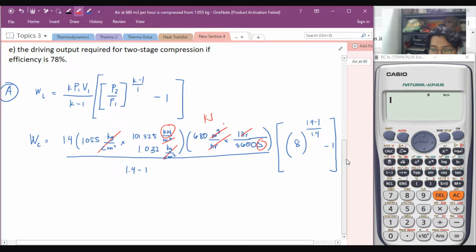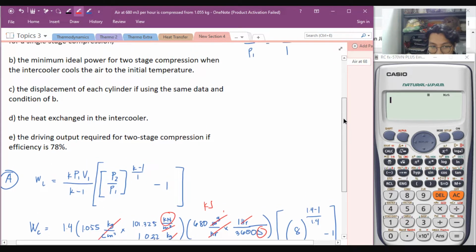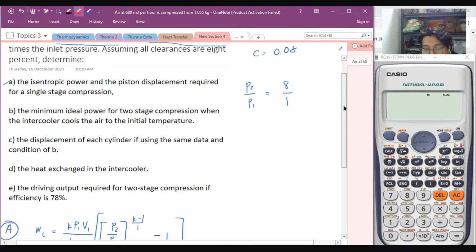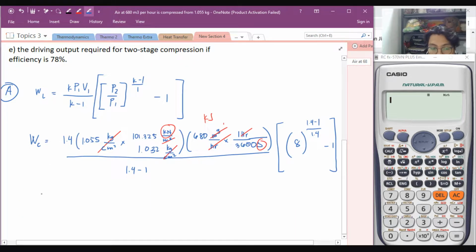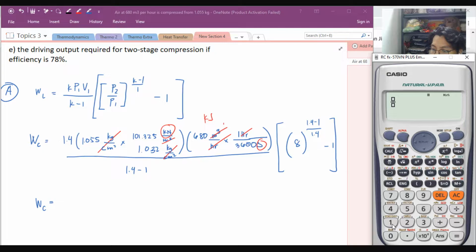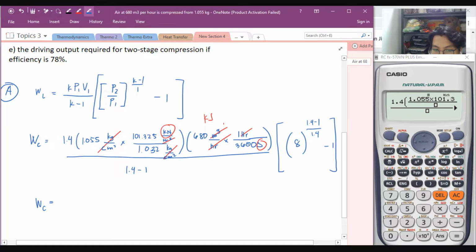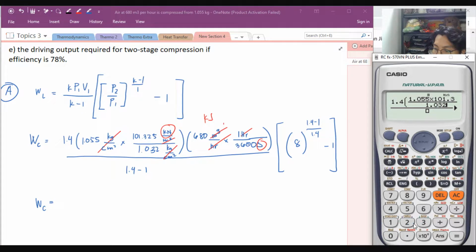Nothing specified there if that is HP or kilowatt. So, we assume kilowatt is what's being asked. Work of the compressor there is 1.4. Then multiply by 1.055. Take that and multiply by 1.101325. Okay. We're short here. There. 1.032 kilogram per cm squared.